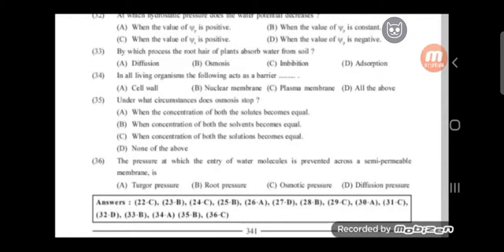So under what circumstances does osmosis stop? When the concentration of both the solids becomes equal, or when the concentration of both the solvents becomes equal, or when the concentration of both the solutions becomes equal, or in none of these circumstances does osmosis stop.